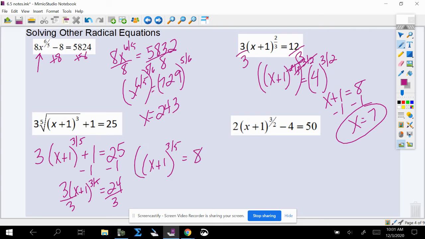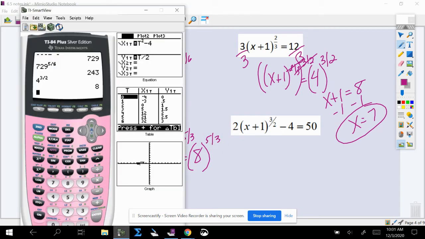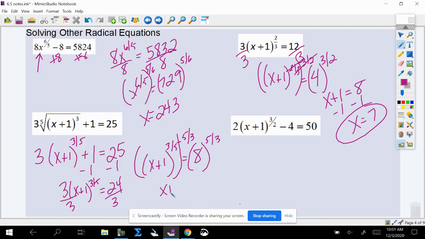Now you're going to take both sides to the reciprocal power, which will be 5/3. Again, grab a calculator. We need to do 8 to the 5/3 power, which is 32. So we get x plus 1 equals 32. Subtract 1. Our final answer is 31. And again, you can check that by putting a 31 back in for x.